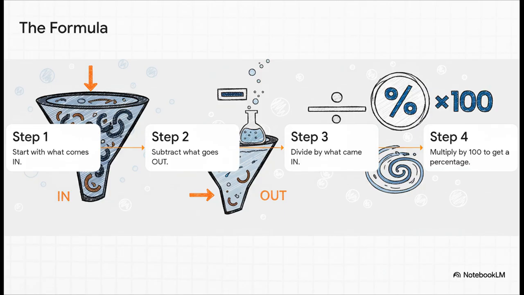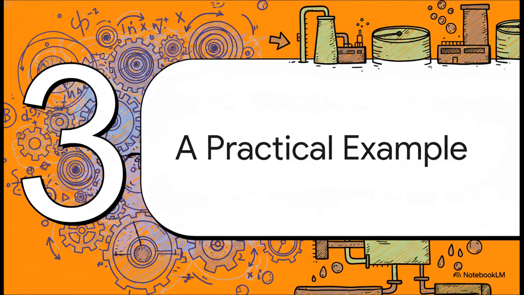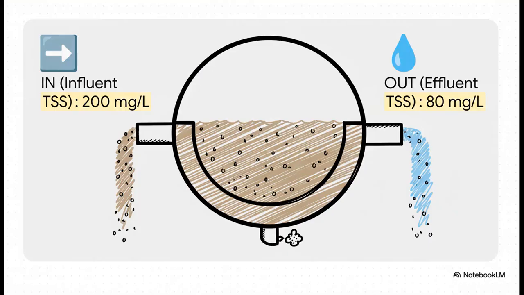Simple, right? All right, theory is one thing, but let's see how this formula actually plays out in a real-world treatment plant. So here we have a primary clarifier. Its main job is to let solid gunk settle out of the water. The incoming water, the influent, has 200 milligrams per liter of what we call total suspended solids, or TSS. After it goes through the clarifier, the outgoing water, the effluent, only has 80. So what's the percent removal?